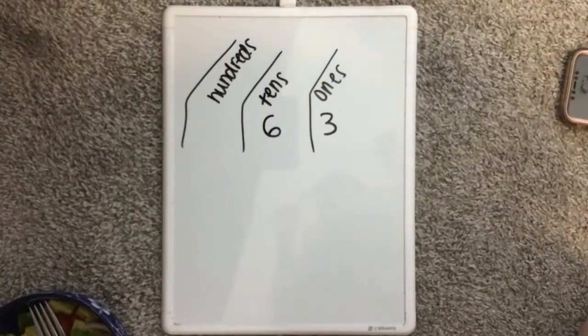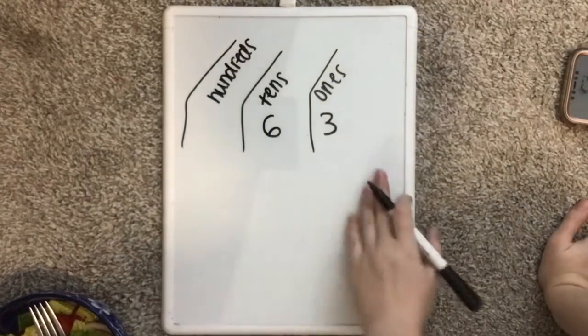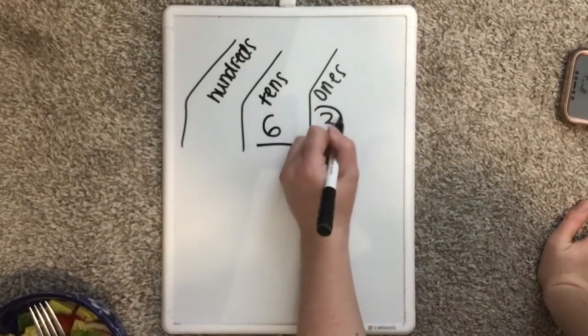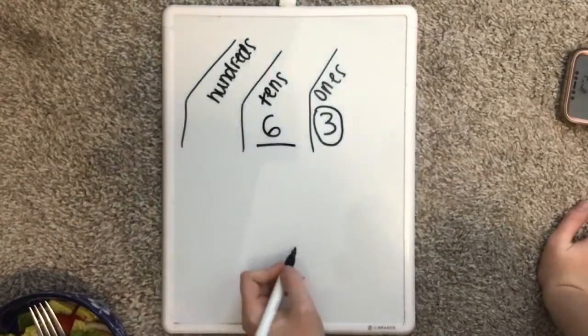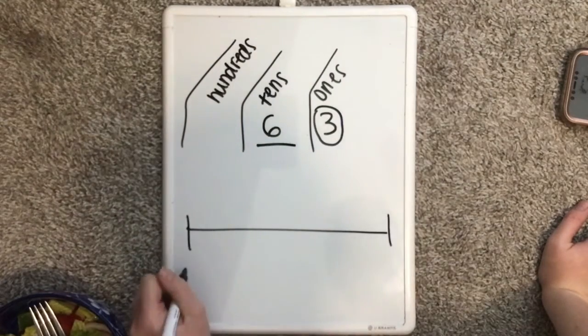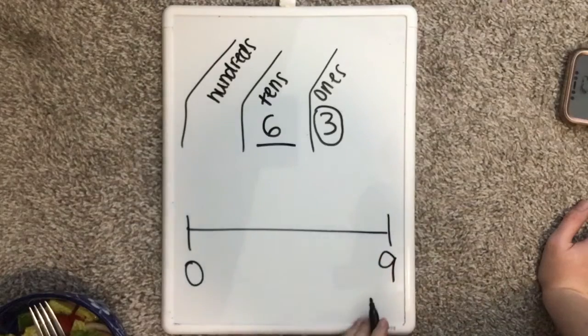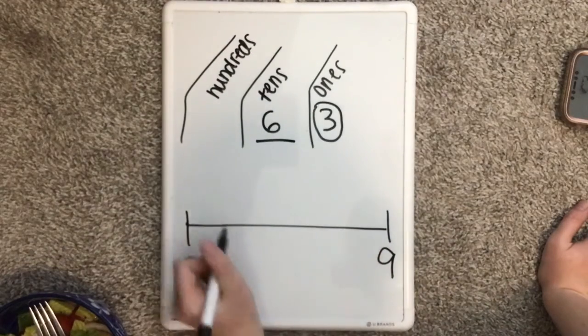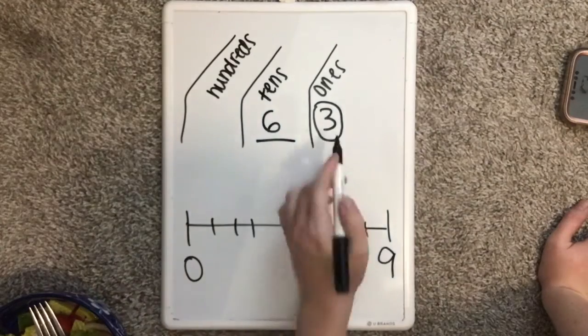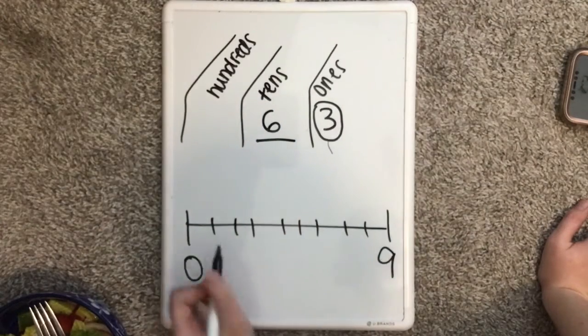So for this strategy, we're going to be using a number line. So we're going to look at our number 63, underline the base number and circle the number that will affect it. And then we're going to make a number line and label it from 0 to 9 because those are the numbers that can be put in for the ones value. So once we make that number line, we're going to plot that ones value into our spot.